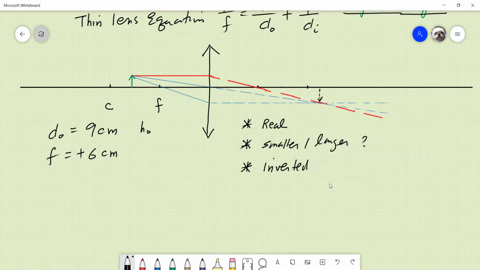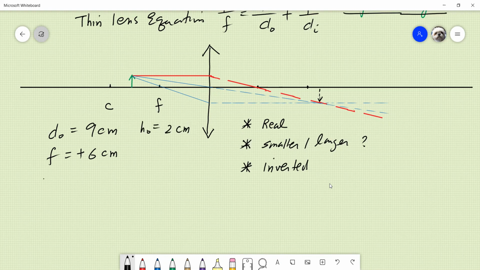Object height, let's say is 2 centimeters. It's actually less than 2 centimeters, so I'm going to say 1.5 centimeters. Now, it really doesn't matter, so let's say 2 centimeters.